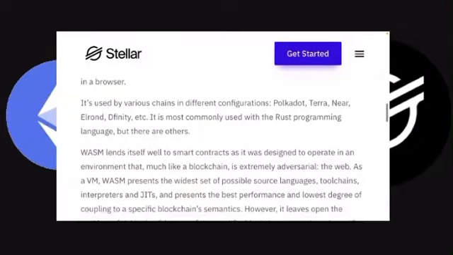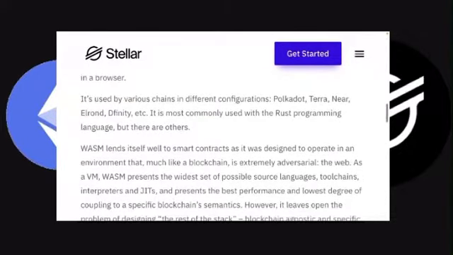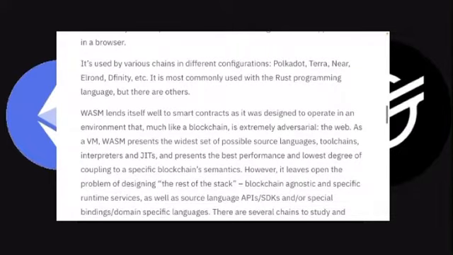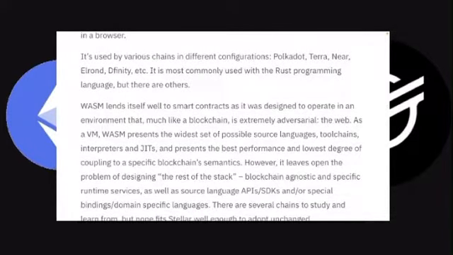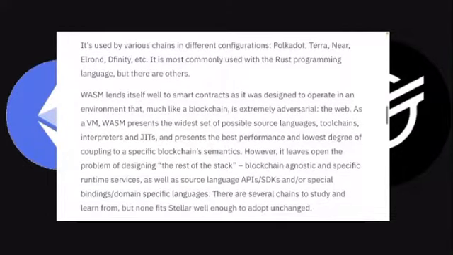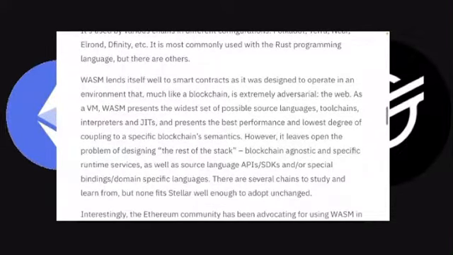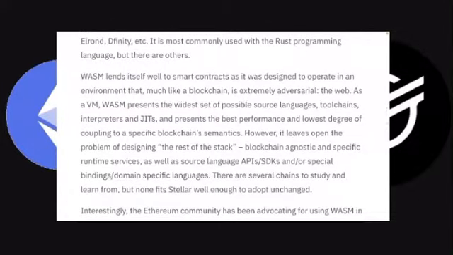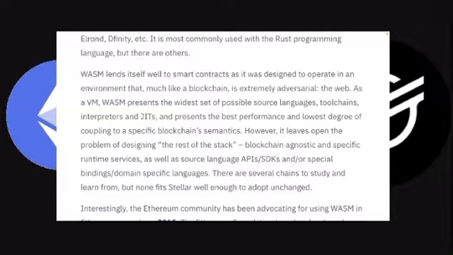It's most commonly used with the Rust programming language, but there are others. WASM lends itself well to smart contracts as it was designed to operate in an environment that, much like blockchain, is extremely adversarial: the web. As a VM, WASM presents the widest set of possible source languages, toolchains, interpreters, and JITs, and presents the best performance and lowest degree of coupling to a specific chain's semantics.